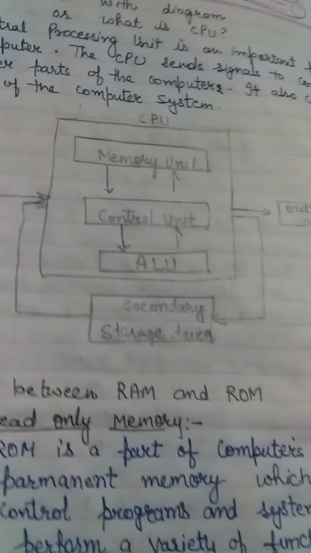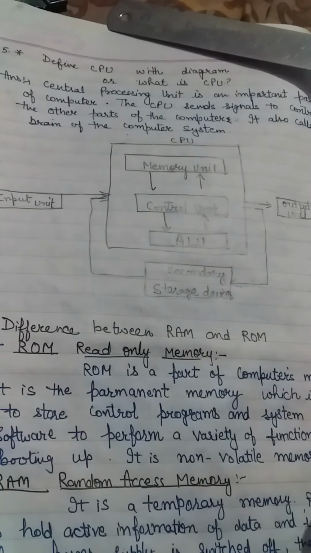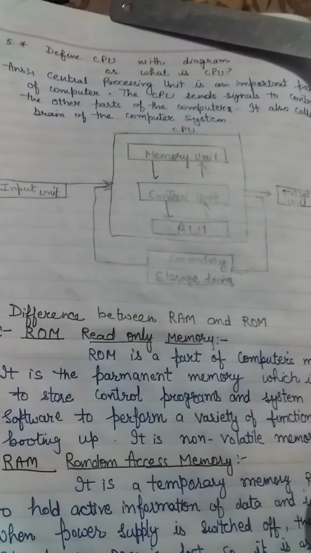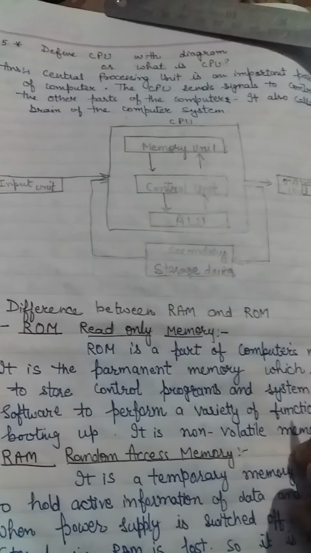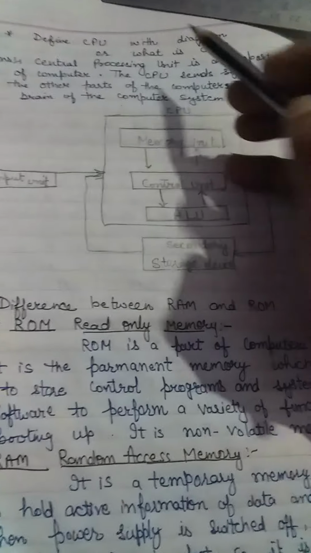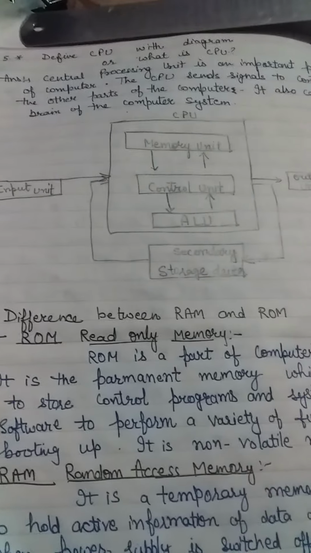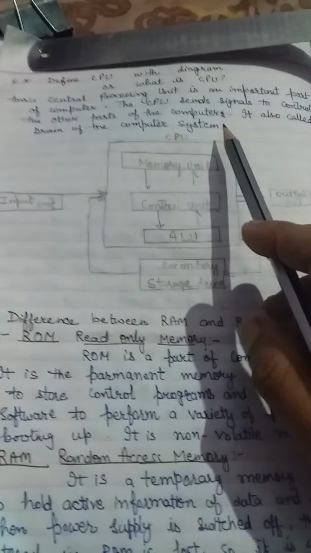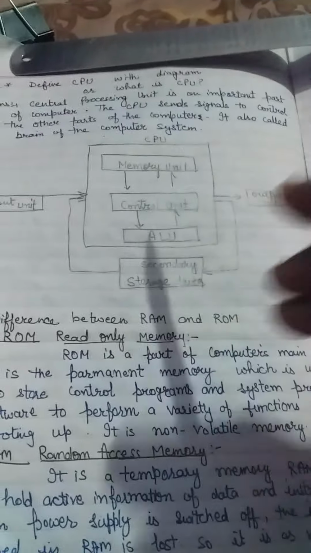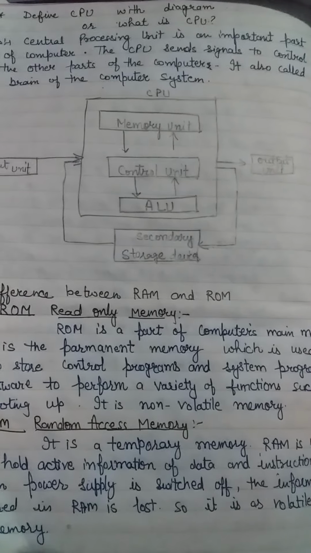Now come to the next point, the processing part. We have discussed the components of the computer system, input devices and output devices. Now the next topic is the processing part. Now we discuss the CPU. Define CPU: what is a CPU, with the help of a diagram. The CPU is a processing machine and it is a very important part of the computer.